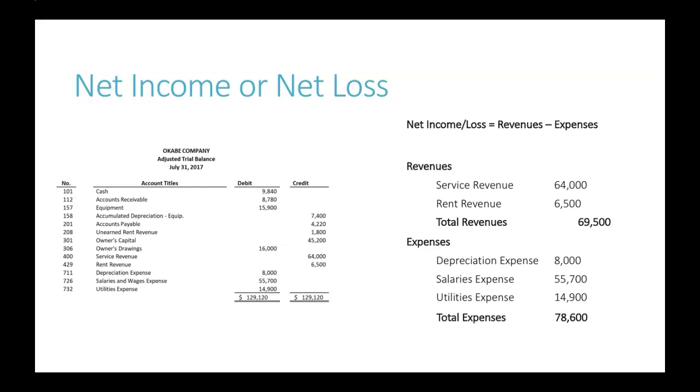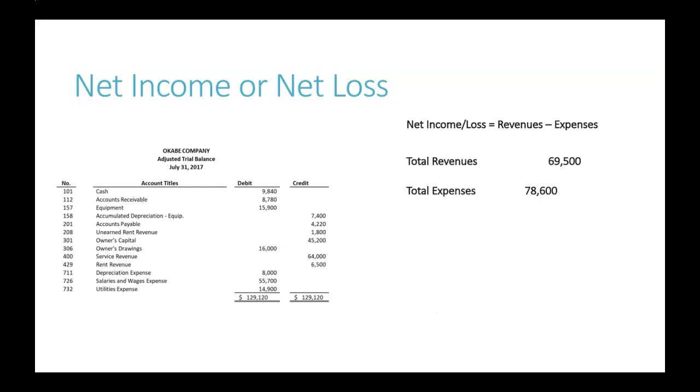So red flags should be going off right now, right? Our total revenues, $69,500. Total expenses, $78,600. Well, since our total revenues are less than our total expenses, we're not going to have a net income, right? We're going to have a net loss. So, if we take our total revenues of $69,500 and we subtract out our total expenses of $78,600, we end up with a net loss of $9,100. So we lost money in this month, in this year.